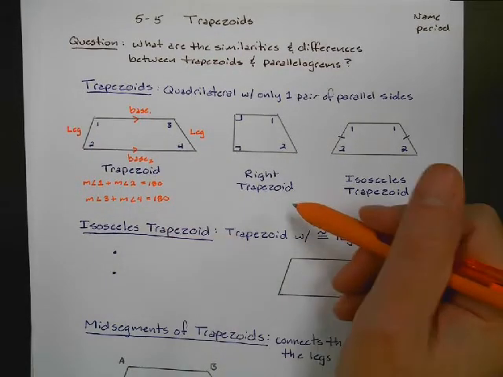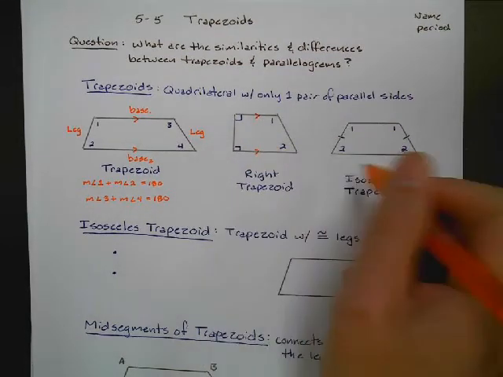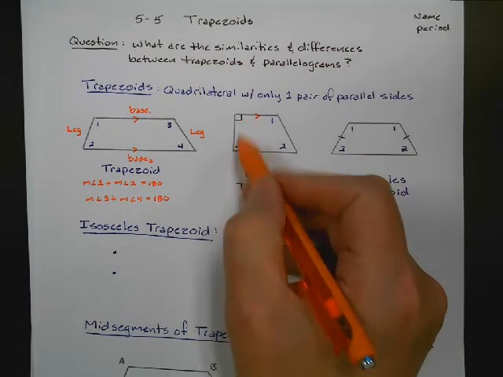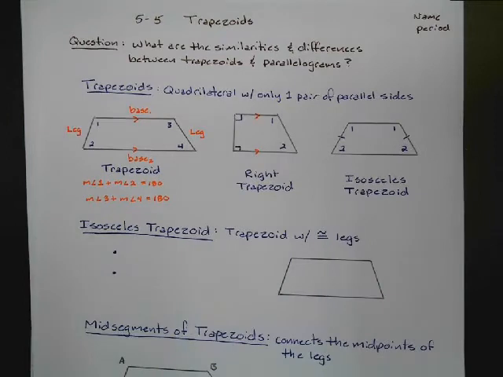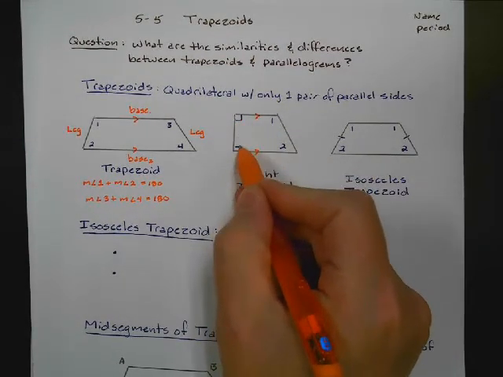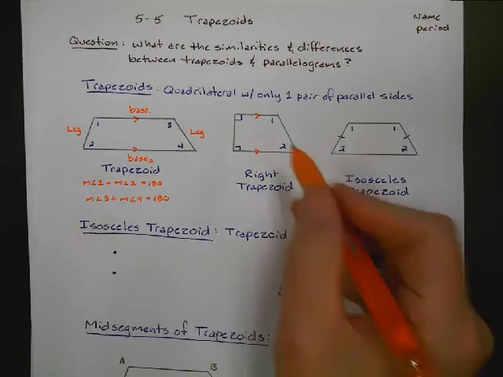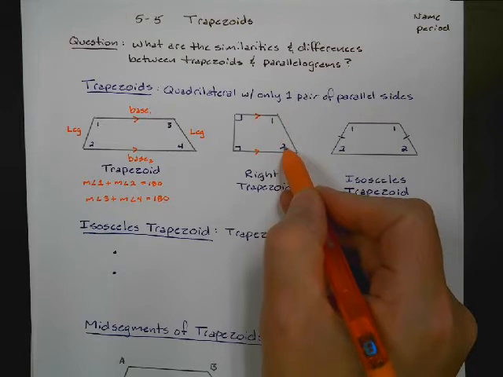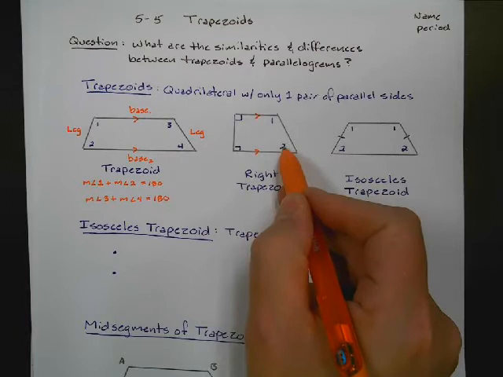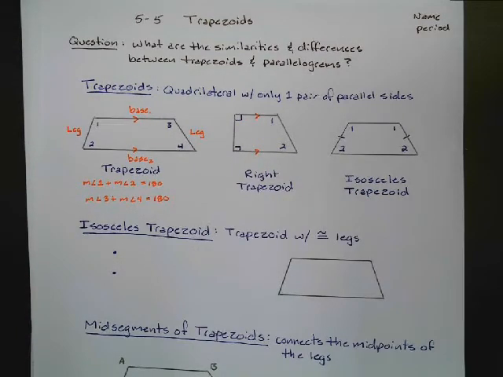Okay, a right trapezoid. So again, it's a trapezoid, so we've got parallel lines. The right trapezoid is when one of the legs is perpendicular to the two bases. So here we've got a leg, and this leg is perpendicular to both bases. Again, 1 and 2, they're going to be supplementary because they're same side interior angles, and these, of course, 90 plus 90, that's 180, so those are supplementary.